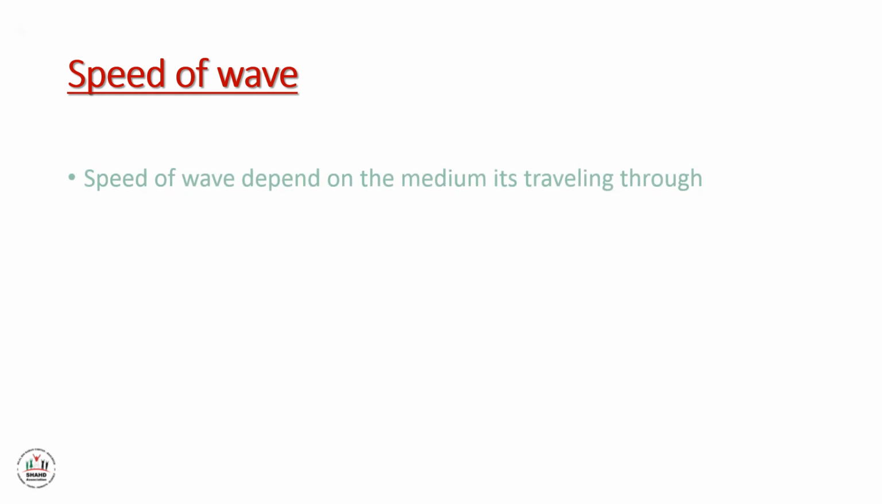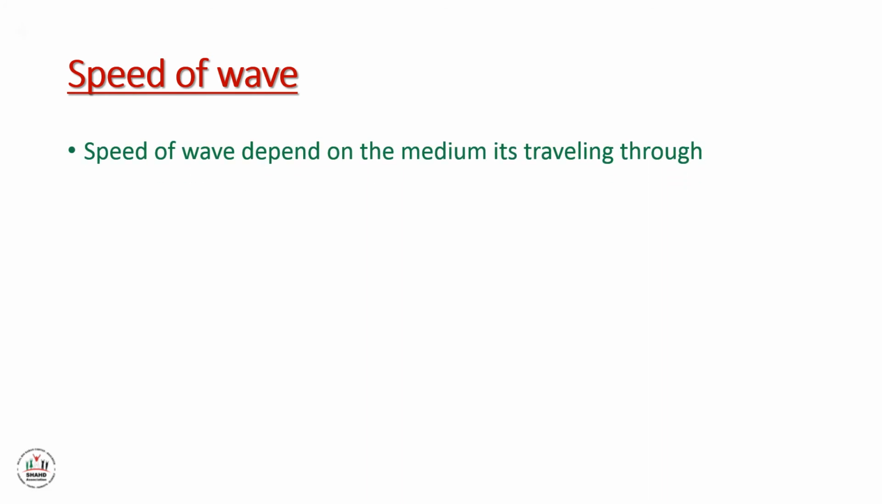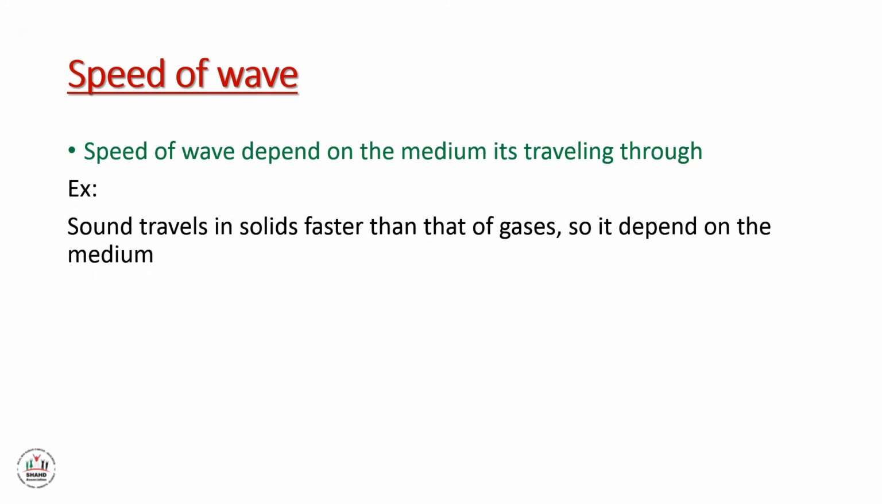How can we calculate the speed of the wave? Speed of the wave depends on the medium it's traveling through. For example, if we take the case where we have a sound wave, we can say that sound waves travel in solids faster than in gases. So it depends on the medium. Let's take another example. The light waves travel faster in air than in water.